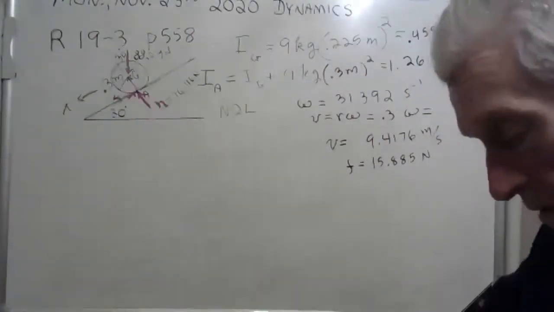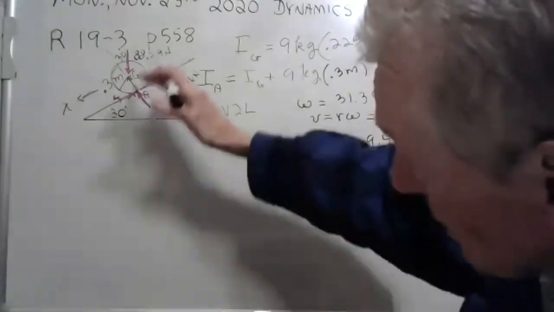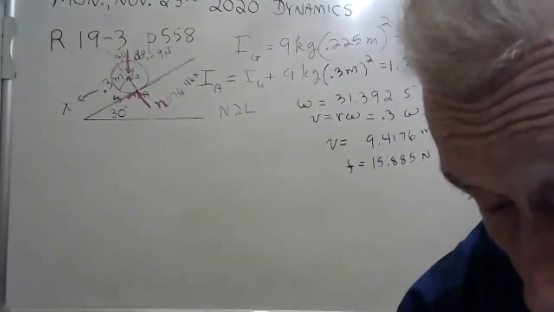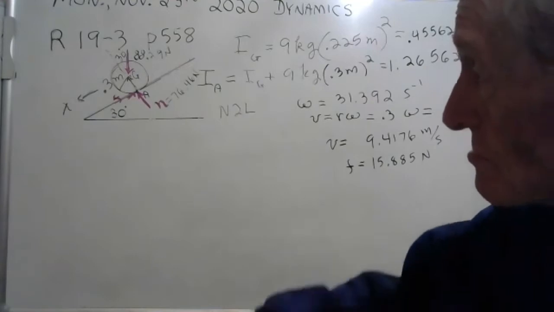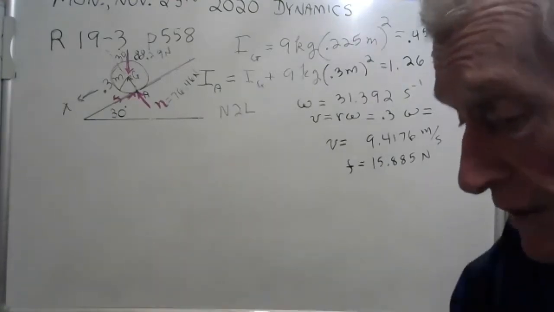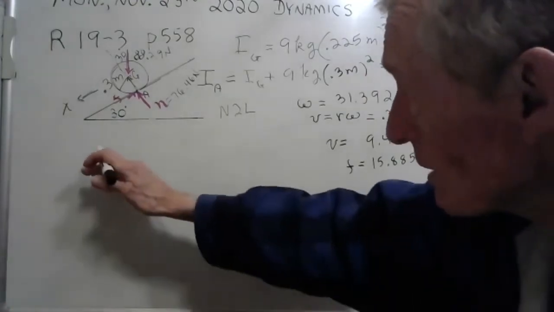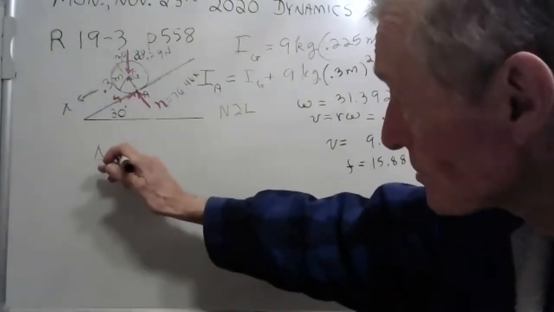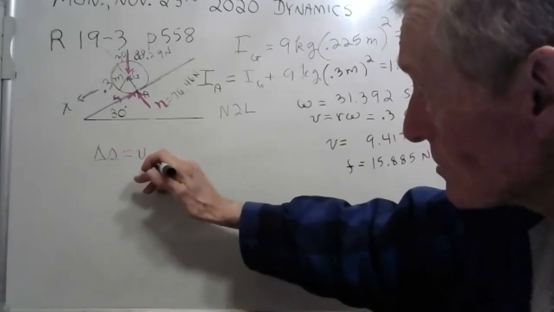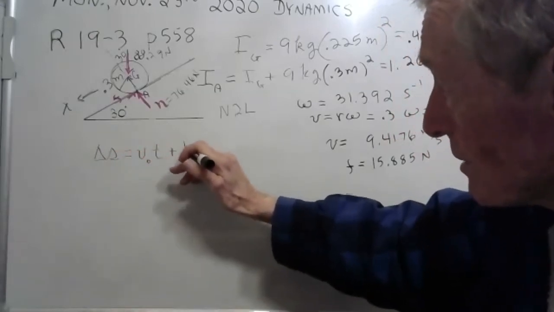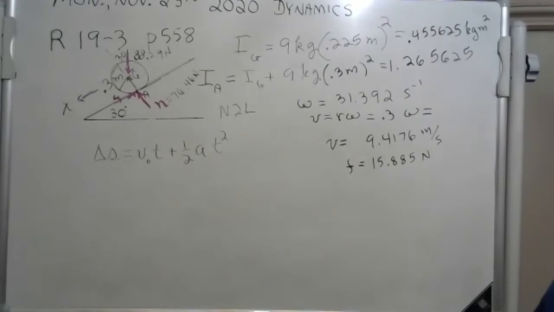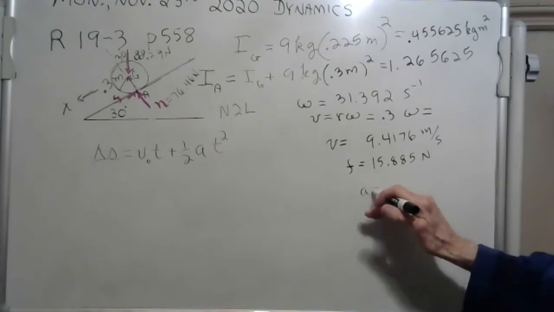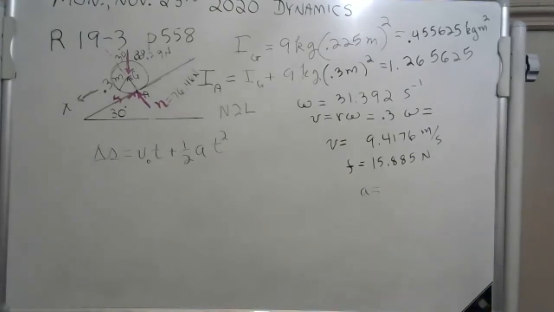Now let's do this. They didn't ask how far down the hill the wheel rolls in 3 seconds. But don't we have kinematic equations for that? Don't we have something like this? The distance something travels is the initial velocity times the time plus 1/2 a t squared. Uh-oh, I think I erased my acceleration. Let me put my acceleration back in here just a second now.